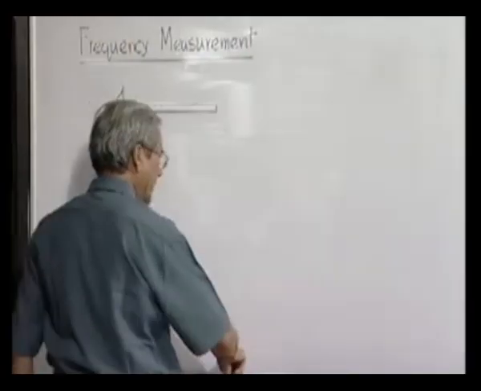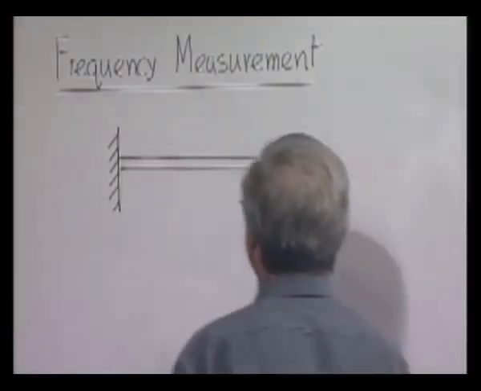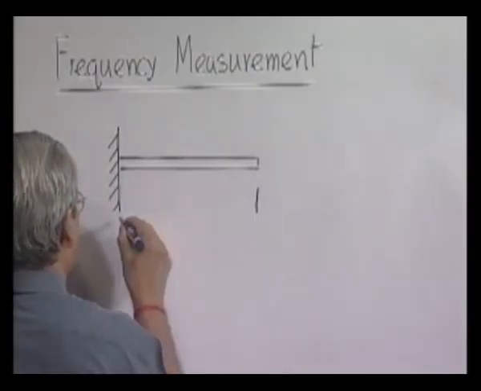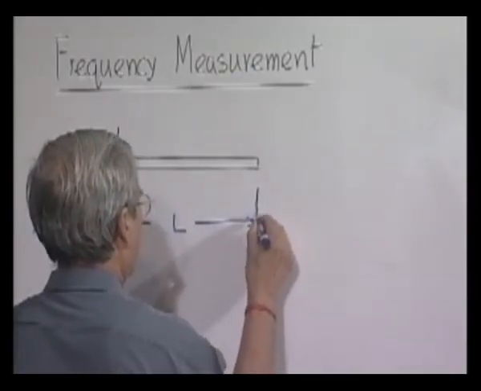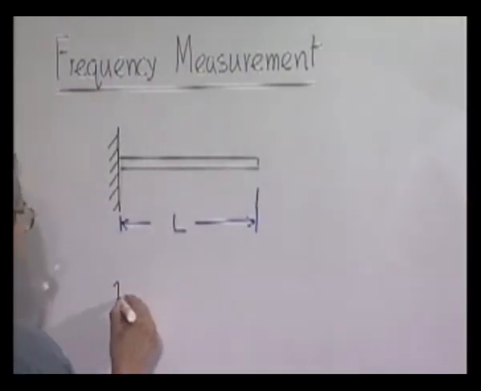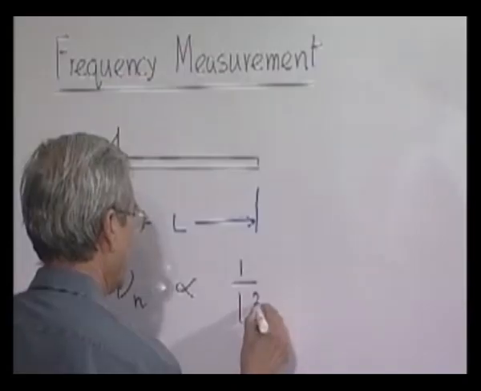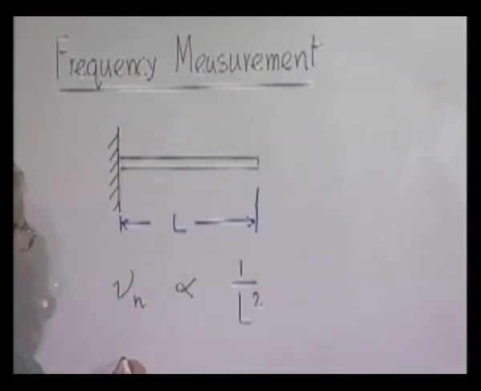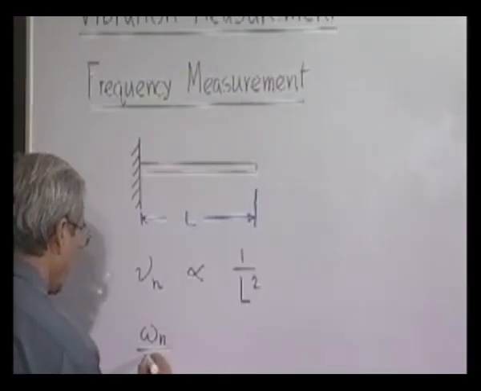If this is the cantilever beam, a uniform beam of length L, then the natural frequency in the first mode is proportional to 1 by L square, that we have seen. This is nothing but omega n by 2 pi.